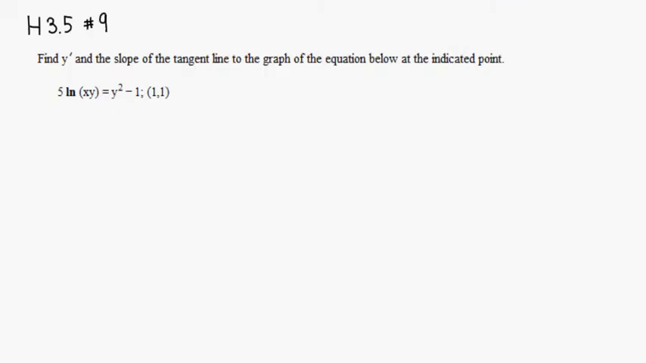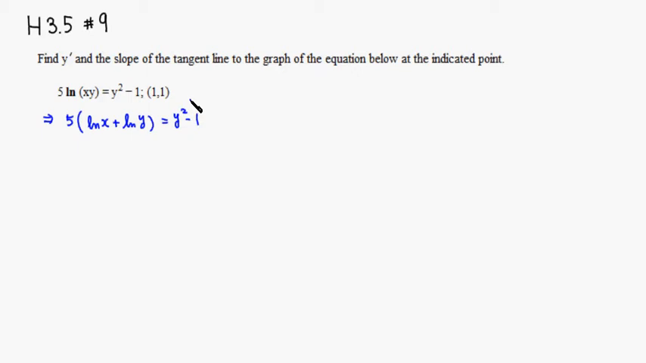First thing I would do is rewrite the equation just a little bit. Since you have a multiplication inside the log, 5 is just a number, then you have a natural log of x. Multiplication inside, we can split as addition outside, so it's natural log of x plus natural log of y. And this is equal to y squared minus 1.